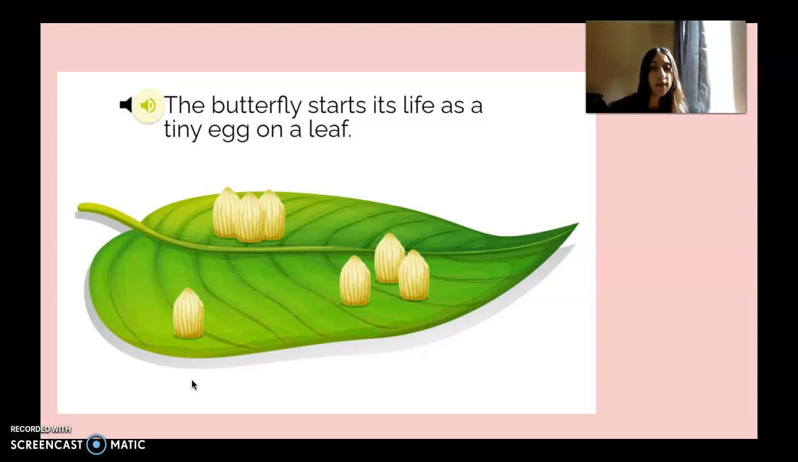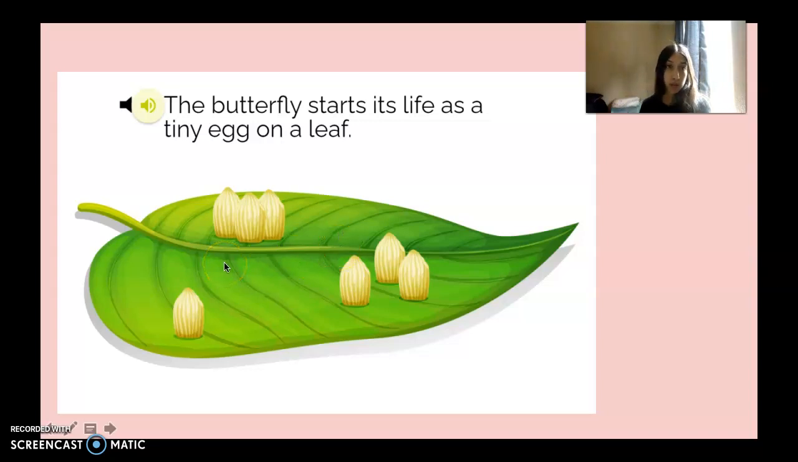So here we have what are little eggs. So right here you see little eggs. The butterfly for stage 1 starts its life as a tiny egg on a leaf. So that means its mommy butterfly came, it hatched its little egg on the leaf, and then now it's going to get ready to start its life. So here we have, it starts its life as a tiny egg on a leaf.